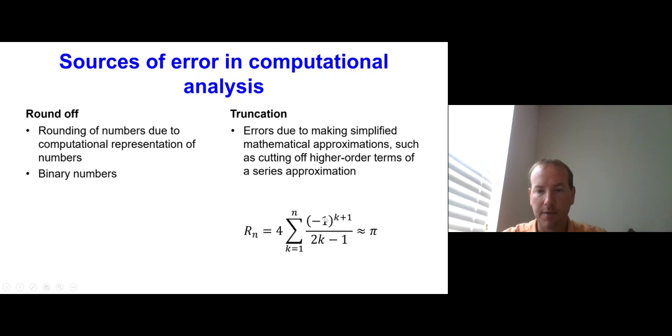And if you could do this for an infinite number of components, you would exactly represent pi. But instead, if you do that only for a finite number of terms, a finite number of n, then you introduce error into approximating pi.